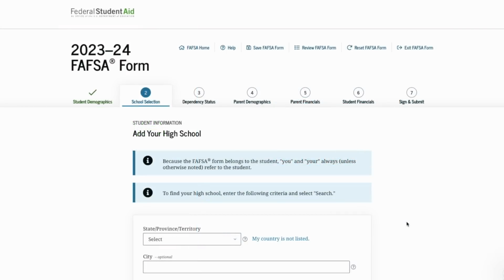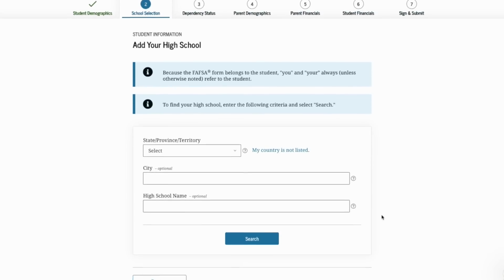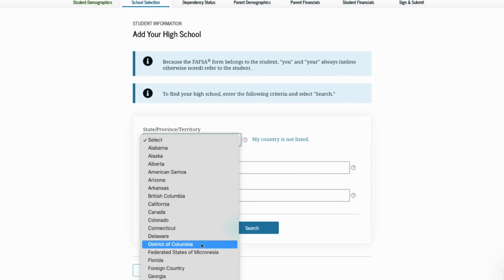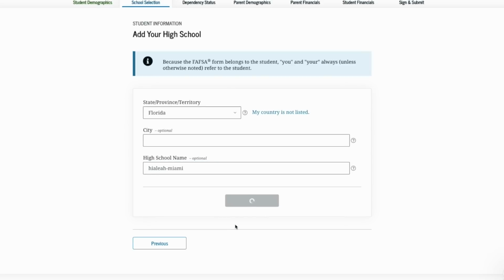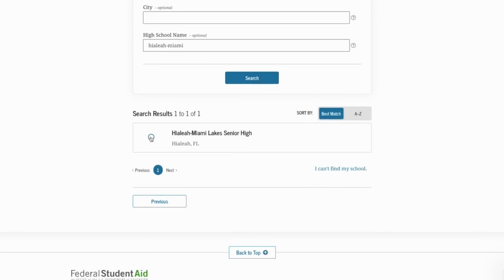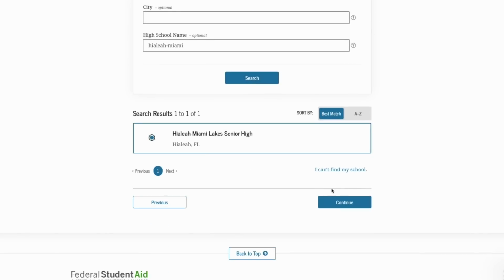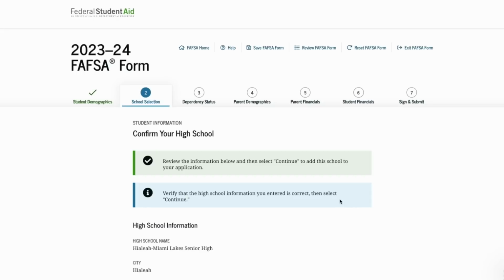The school selection section will ask you about your current high school, as well as the colleges for which you want to apply for financial aid. On the first screen, you're going to add the high school you attended. You have to choose a state, and then you can type in the name of that high school. You'll choose your high school from the database and hit continue.